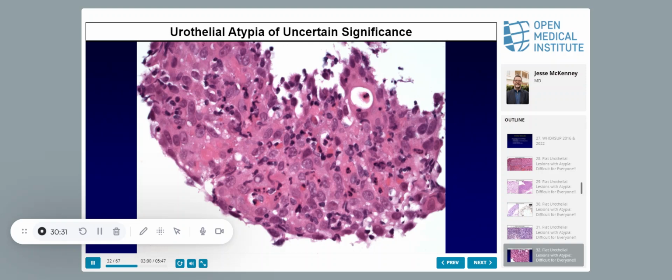My other question is, if I see atypia, but I see a lot of neutrophils, does that automatically lower my suspicion? So the question is, are you more hesitant to diagnose carcinoma in situ if you have a lot of neutrophils? Yes.